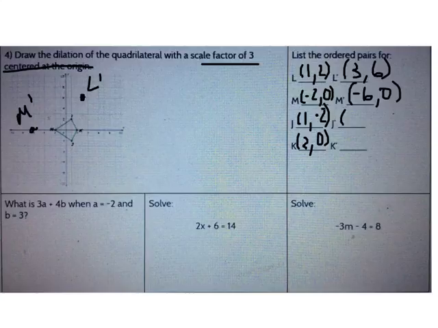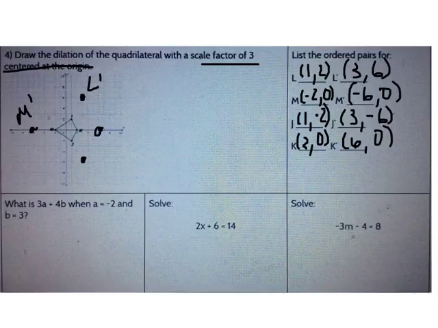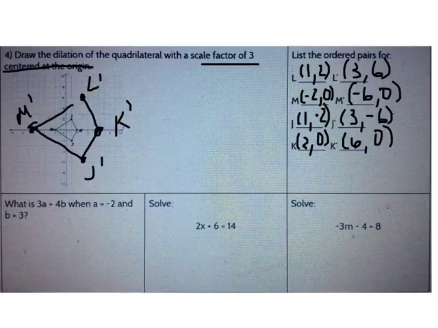Well, 3 times 1 is 3. 3 times -2 is -6. 2 times 3 is 6. 2 times 0 is 0. So, I can plot J prime and K prime, and then I can connect the dots to draw my dilated figure.